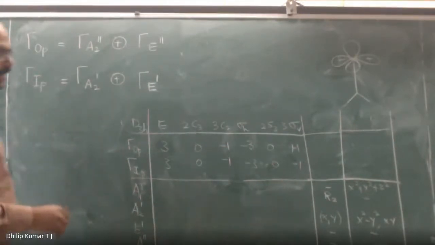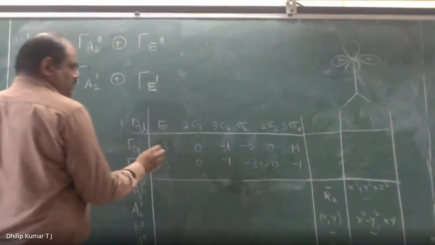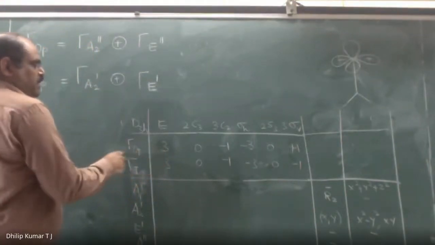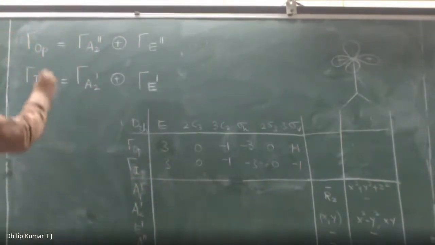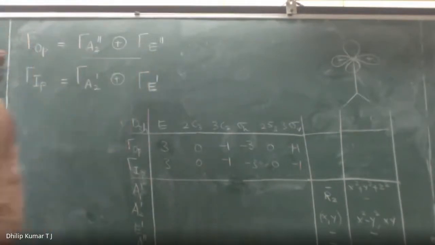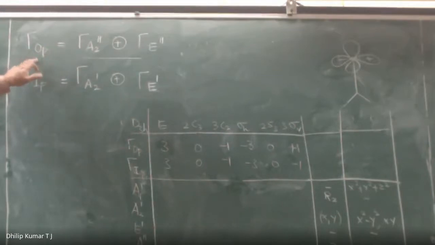So this is what I'm getting after going from the reducible representation. From here I'm getting the IRs, and these are the non-zero ones. Others will become zero: A1 prime, A1 double prime, those will be zero. Only these two will survive for out of plane, and these two will survive for in plane. Okay, I think you can do this, right?